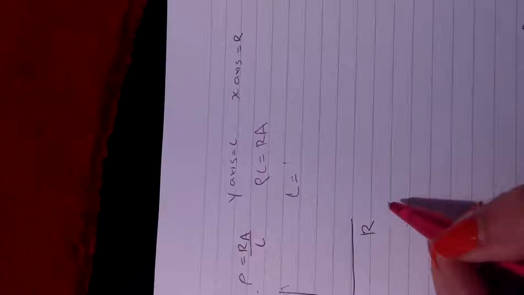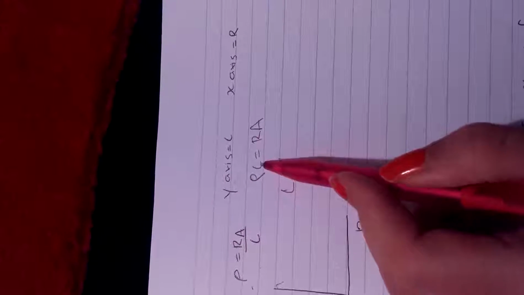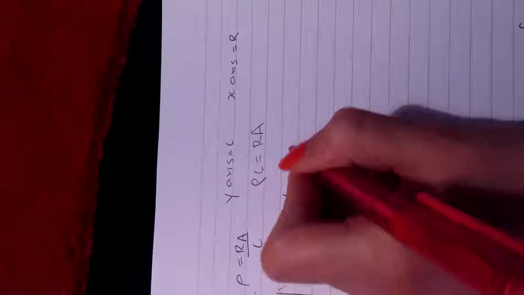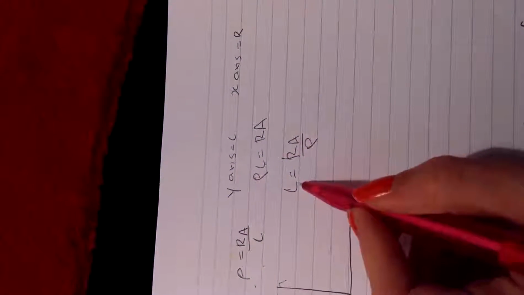You can just rearrange it whatever way you want. You may want to put it in triangle form, or you may just be able to rearrange it in your head. I always like getting rid of my fractions, so if I multiply that up, it becomes rho L equals RA. I don't want rho L, I just want L by itself, so I'm going to divide both sides by rho, and I will get the equation that I want. So it's RA over rho equals L.